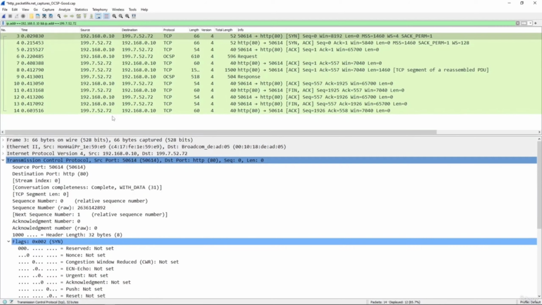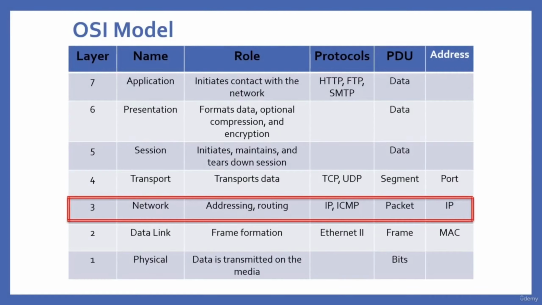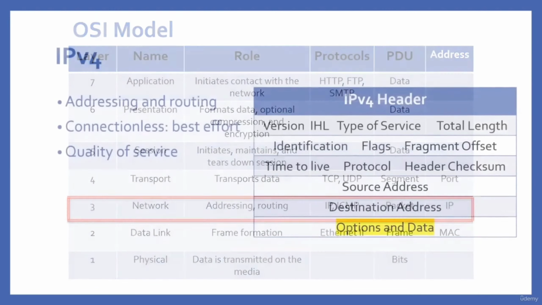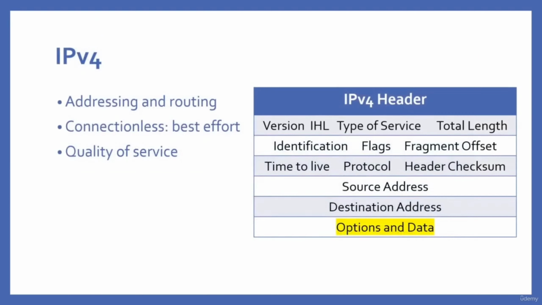So UDP is a connectionless protocol for data transfer. The Internet Protocol resides at the network layer of the OSI model. For this segment, we will focus on IP version 4. The Internet Protocol is responsible for addressing and routing. It's connectionless, meaning it's best effort. For example, if you were to send a letter general delivery, it will get there, but there is no guarantee.